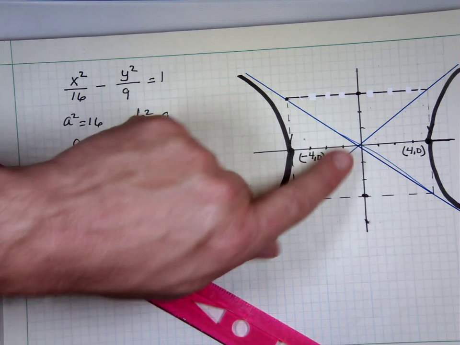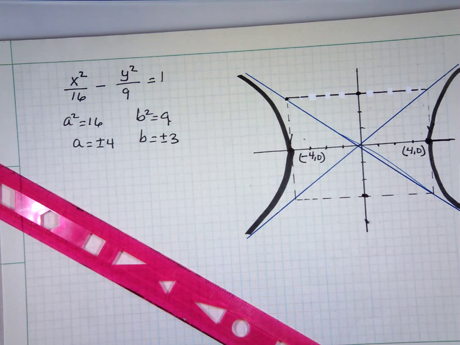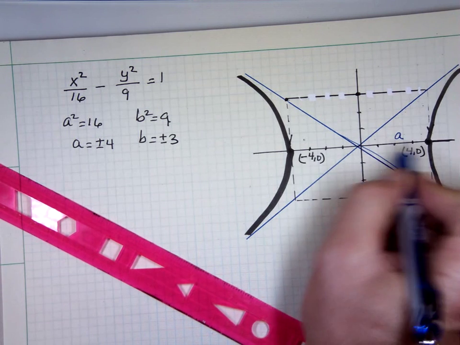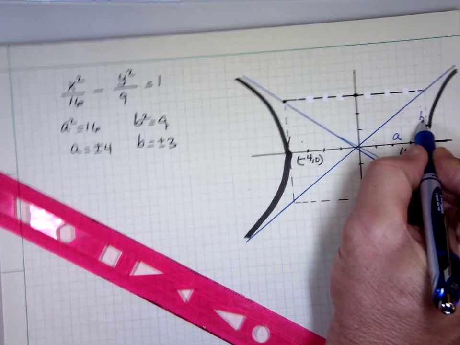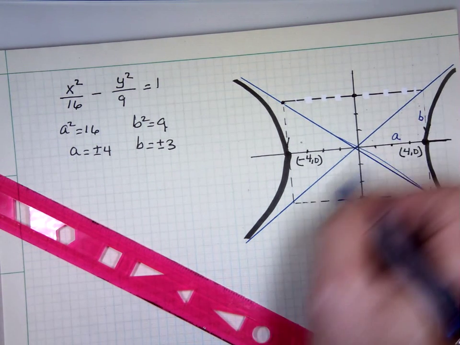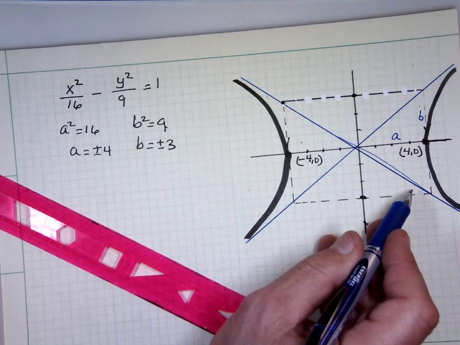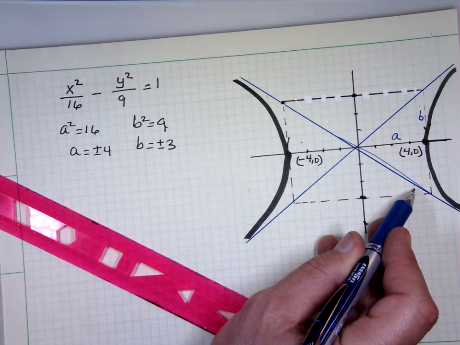We can find the slope of this line. Remember, the distance from here to here is A, and the distance from here to there is B. Do we know what the slope of this line is? B over A. Do we know what the slope of this line is? Negative B over A.